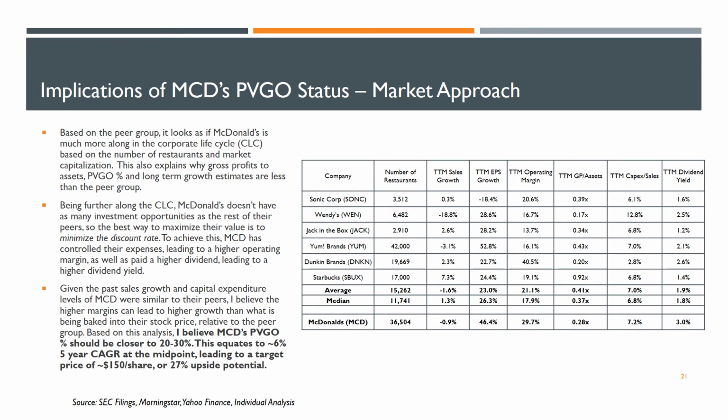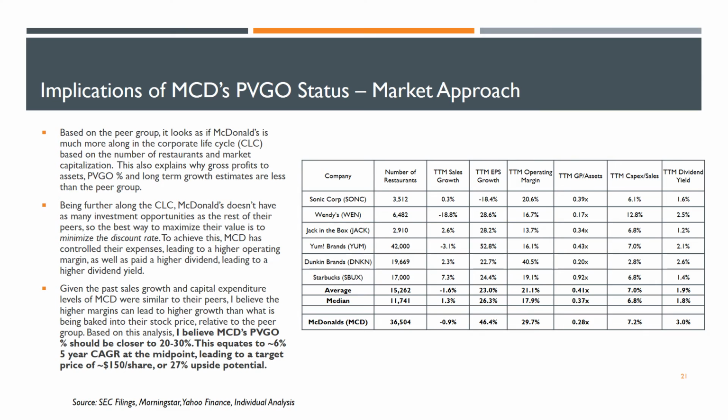Given the past sales growth and capital expenditure levels of McDonald's were similar to their peers, I believe the higher margins can lead to higher growth than what is being baked into their stock price relative to the peer group. I mean, the peer group has a lot more expectations baked in, and I believe that McDonald's, although much larger, can meet some of those expectations as well, should be close to the peer group.